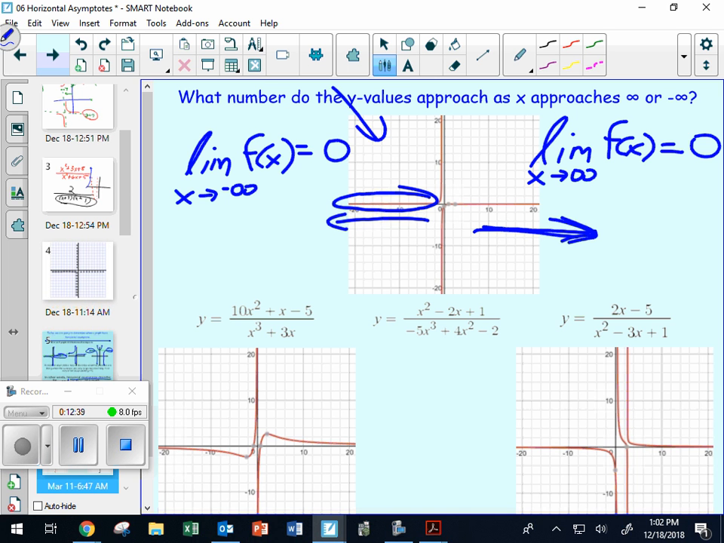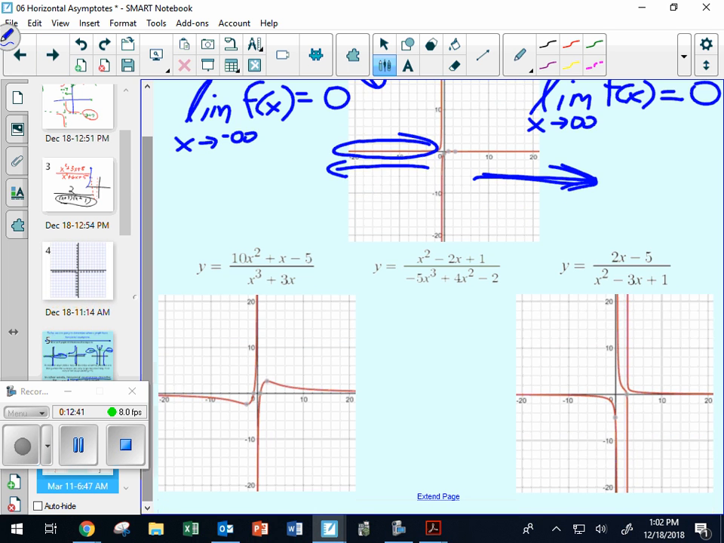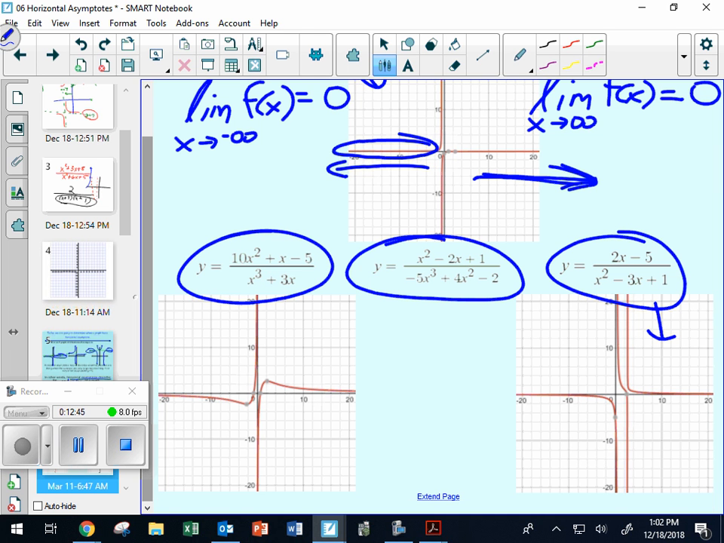All right. Now, I want you to look at these. There's 3 functions here. And this one goes with this one. This one goes with this one. And this one goes with this one. How could I have predicted what the asymptote would have been? I'll tell you.